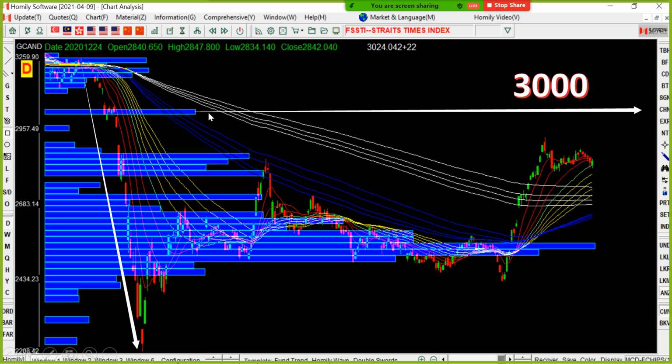You see the longer one around here? The longer one is around here. Now we are here, right? We consolidated and retreated a little bit, and we are also around the support, because the former resistance has now changed into support. So I think the STI is not easy to drop down so much.